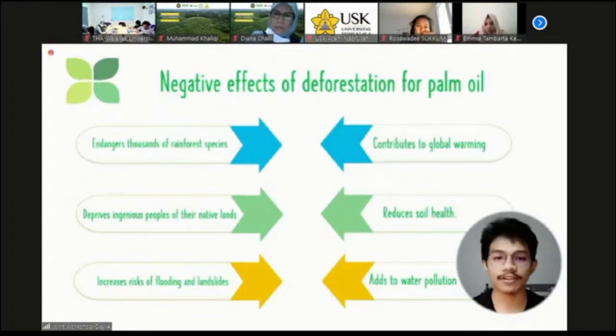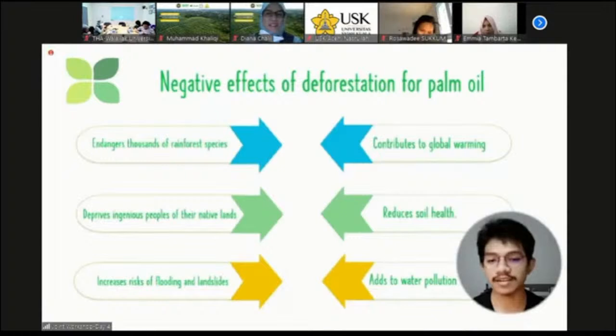Besides, palm oil deforestation leads not only to soil depletion, but also to soil erosion and sedimentation, and it also adds to water pollution. Washed-up soil particles and contaminants leak into water bodies.